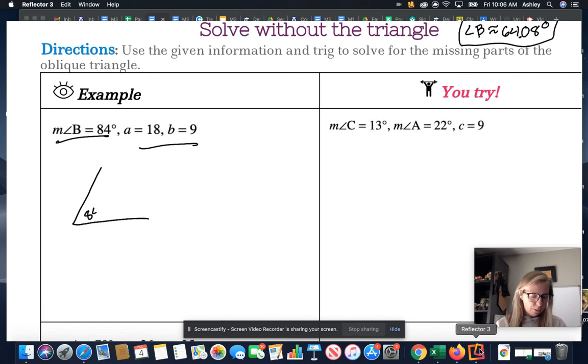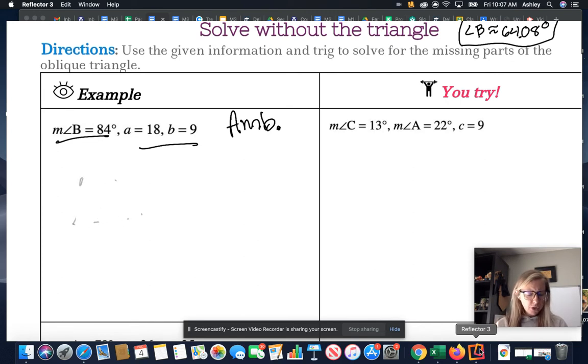So I'll put this 84 here, which means, again, I don't know how this triangle looks, but it means side B over here would be 9, right? And then side A could be either one of these. This could be A or this could be A. I don't know. But I do know that means I have a side angle situation, because I don't have that included angle. Okay, so this is the ambiguous case. I'm going to have to solve for both possible triangles.